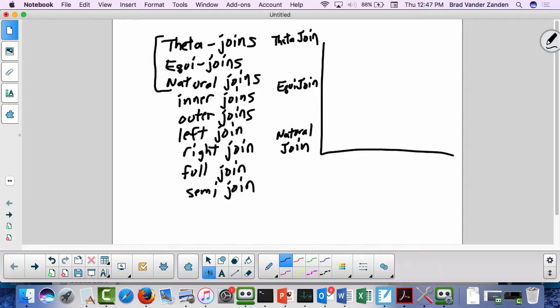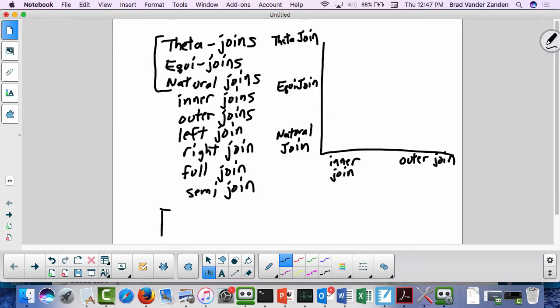Now, along the next axis, you have inner join and outer join. Okay, so an inner join only returns tuples that have matching keys in both relations. Whereas an outer join says that we want some of the non-matching tuples too.